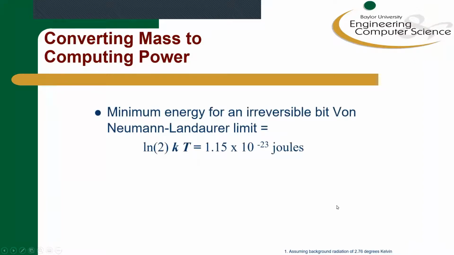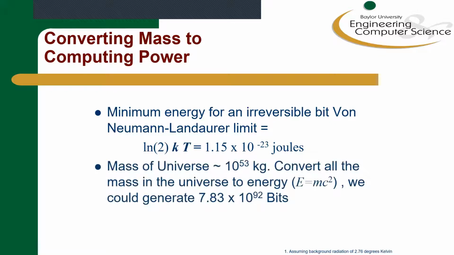There is something called the von Neumann-Landauer limit. Von Neumann, of course, is one of the greatest mathematician physicists of the 20th century. Landauer was also an incredible physicist. And they figured out the amount of energy required in order to execute one irreversible bit. We won't get into the details of reversible and irreversible, but this is an irreversible bit from the von Neumann-Landauer limit. So it's 1.5 times 10 to the minus 23rd joules. Now that's not a lot of information.